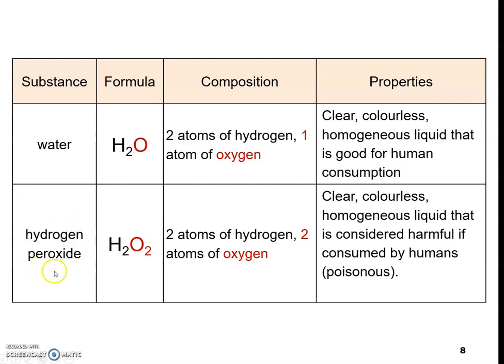And the second substance, for example, is hydrogen peroxide. The formula is H2O2. The composition of hydrogen peroxide is 2 atoms of hydrogen and 2 atoms of oxygen. The properties of hydrogen peroxide, it is clear, colorless, homogeneous liquid that is considered harmful if consumed by humans, and also considered poisonous. So as you can see, different composition of substance forms a totally different characteristic of the product.